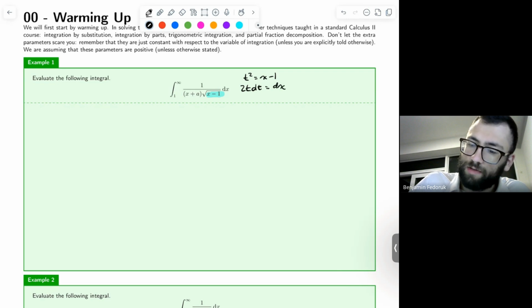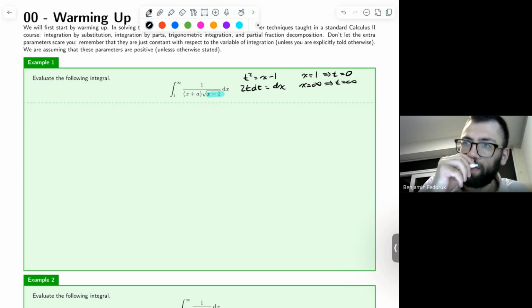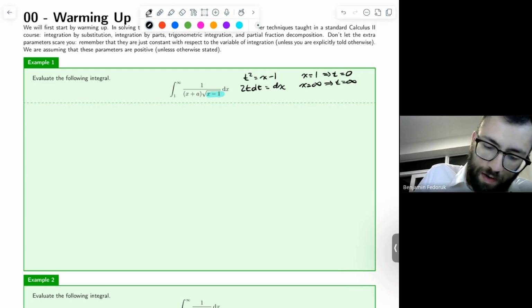Maybe we'll change our bounds. So if x equals 1, then t is going to be, x is 1, x minus 1 is 0, squared 0. And if x is infinity, then we're still going to get infinity for t. So we've changed our bounds over. And we can rewrite this integral.